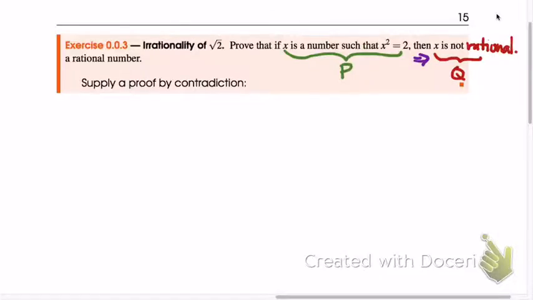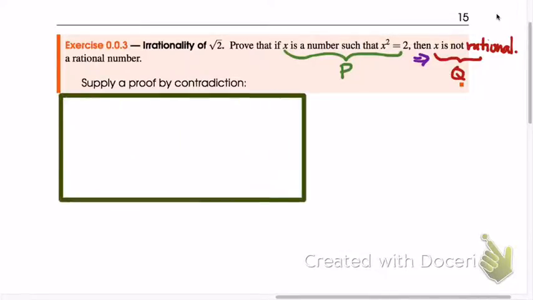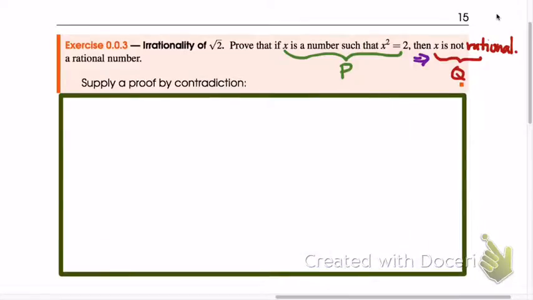Okay, so if we're going to prove this by contradiction, what do you want to start? What assumptions do we get to start with? X is a number such that x squared equals 2 and x is rational. Great. So we start in a proof by contradiction by assuming that P is true and Q is false. And again, that gives us a lot of information to work with. That's one of the nice things about proofs by contradiction.